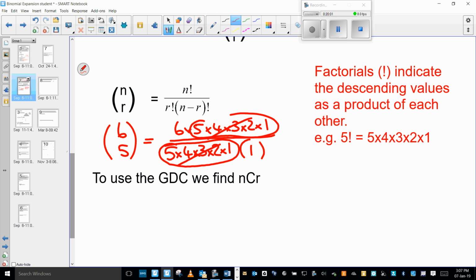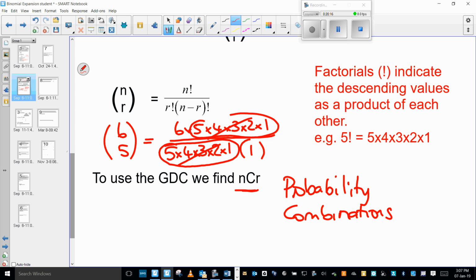So we know how to do it on the calculator, yes? So probability, and then it was combinations. Okay. Lovely, Jodie. Good student.